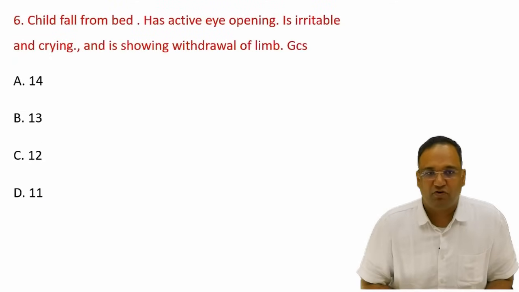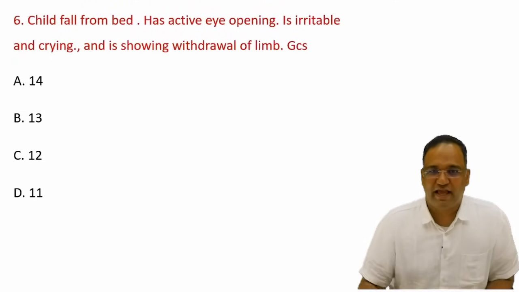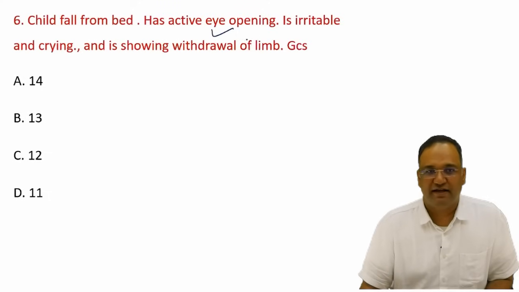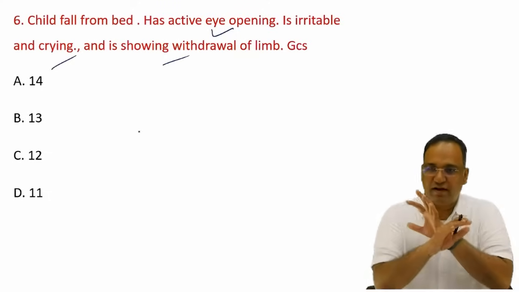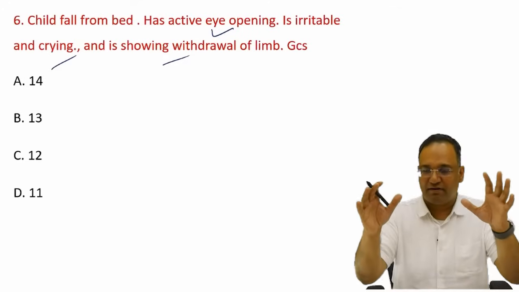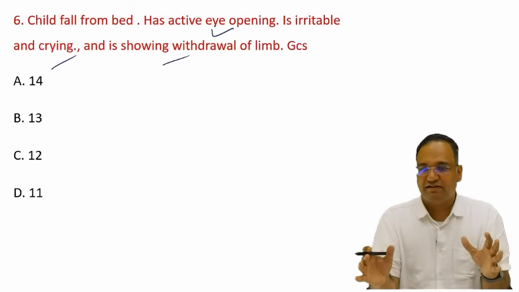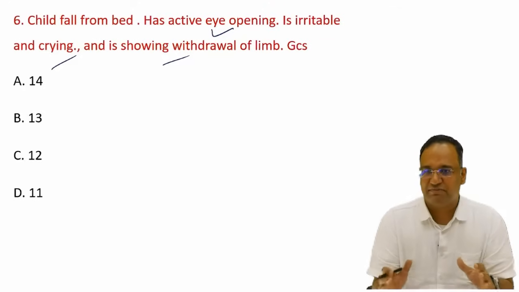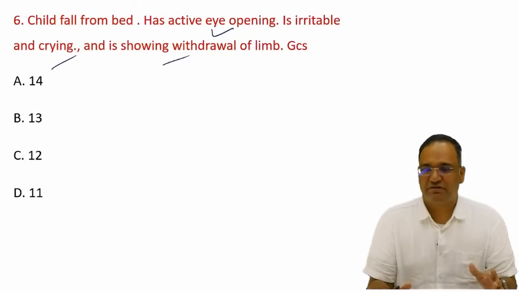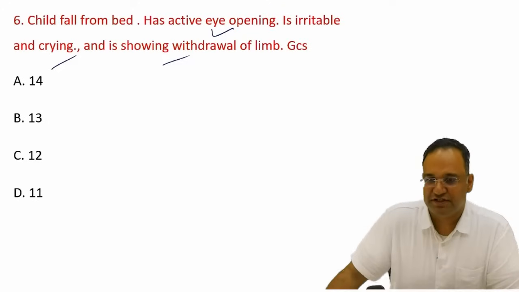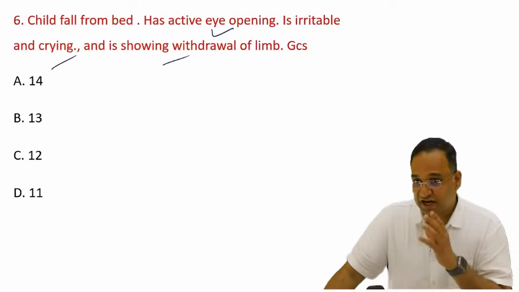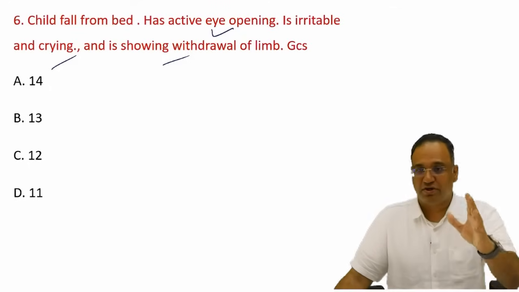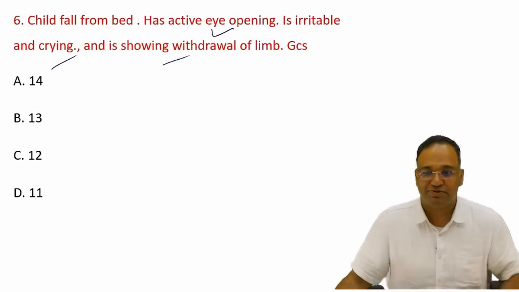A child falls from the bed, has active eye opening, is irritable and crying, and is showing withdrawal of limb. Without GCS, there will not be any paper. I have told you n number of times in the class, and we have discussed in every paper of our high yield: GCS is a must question. Shock is a must question. Wound is a must question. GCS and scores of GCS, Child-Pugh, Tokyo score. Of all the scores, you will get a minimum of 5 to 6 questions.